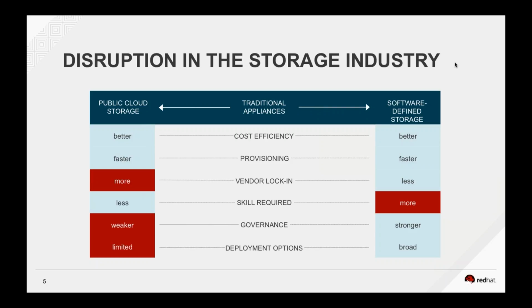Deployment options, there are very limited deployment options in public cloud. Traditional appliances are also very limited because they are specialized for specific workloads. Software-defined storage, you can customize it depending on the kind of pools you make in your distributed storage. You can actually have a broad range of deployment options available. So there is a good disruption happening here from the storage industry, and we are happy that we are at the forefront of that.